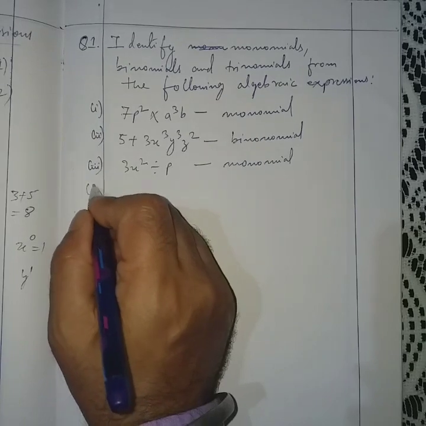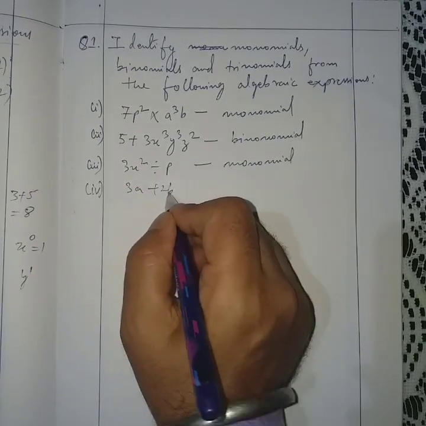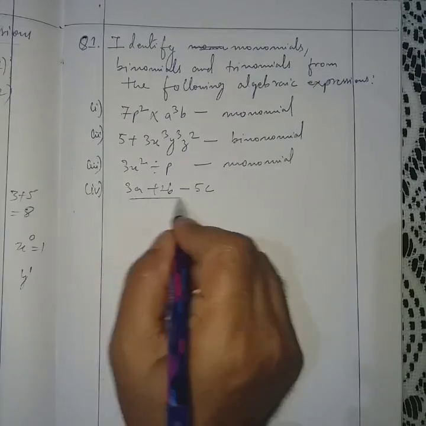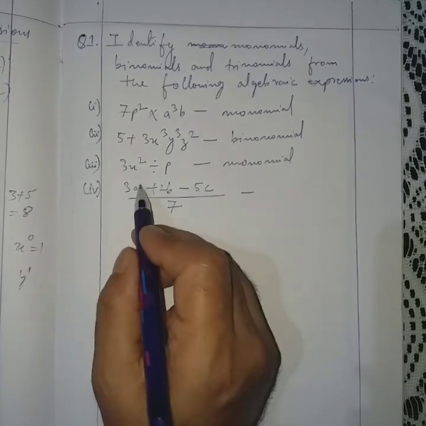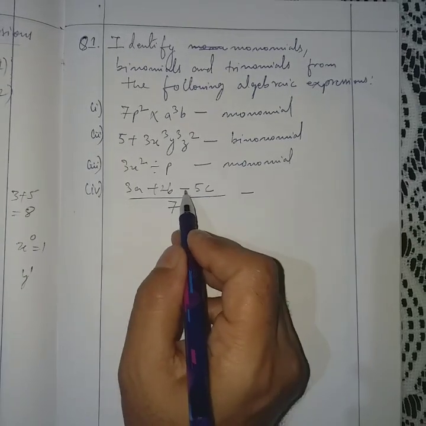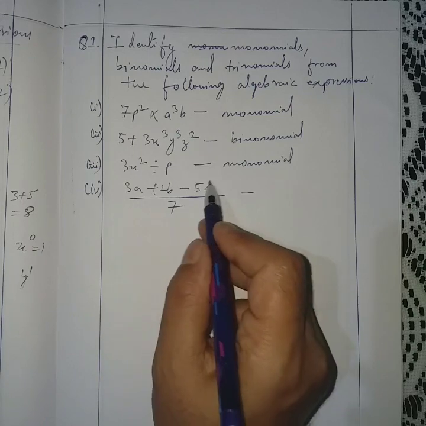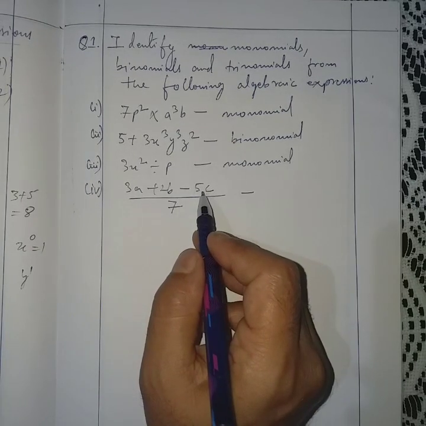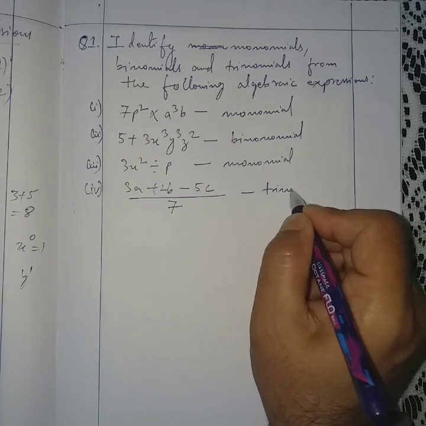Number 4, 3a plus 2b minus 5c, okay, whole divided by 7. So here this is one term, this is another term, this is another term, plus and minus is there, so this is a different term, this is another different term, so there are three terms here. Okay, so three terms is a trinomial.